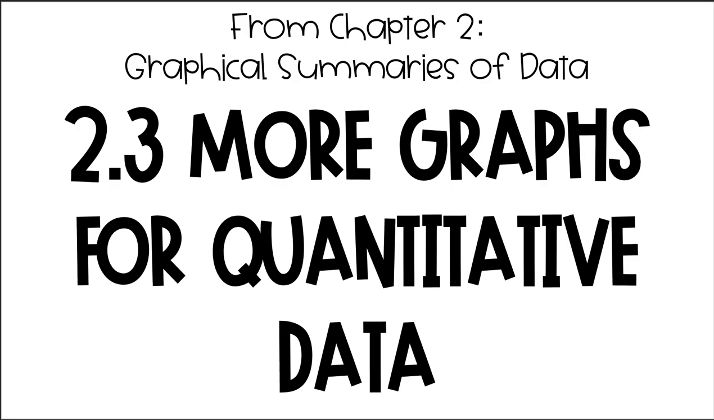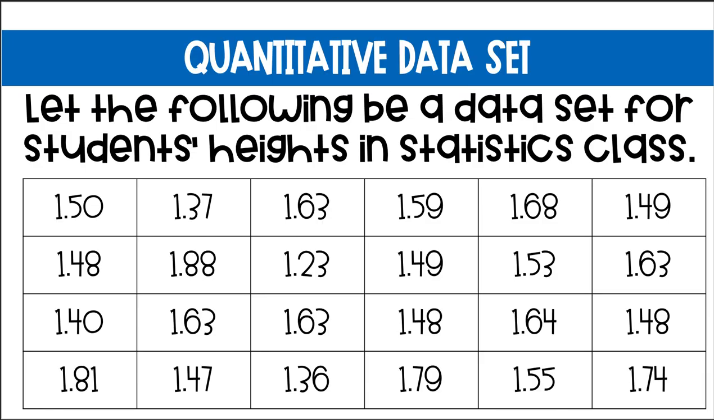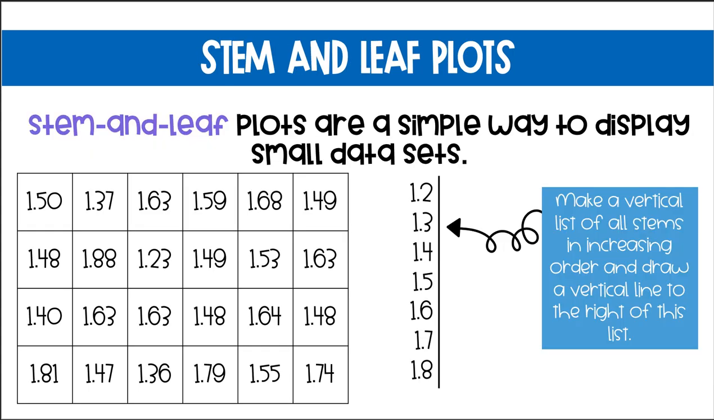I'm going to be using the same quantitative data set from last video to introduce the first graph we have. So let's take this data set to be the height of students in a random statistics class. The first plot we're going to go over is called stem and leaf. They're very simple to construct and they're a very simple way to display small data sets.